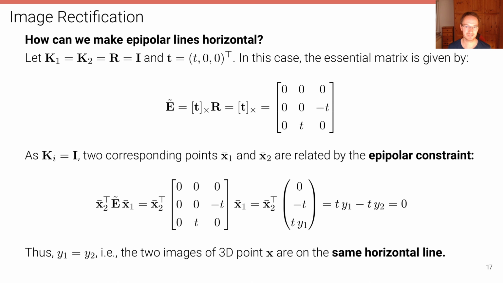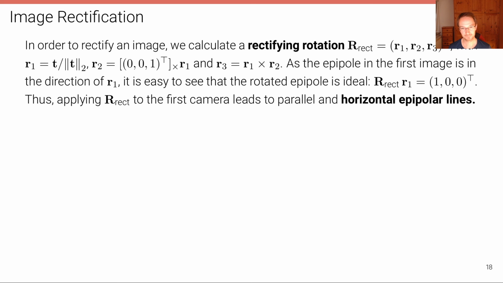So what we see here is that for this very simplified setup that we have constructed artificially, y1 equals y2. So in other words, the two images of the 3D point, the projections of the 3D point x, must lie on the same horizontal line. They are on the same scan line, on the same image row. This is the rectified setup.